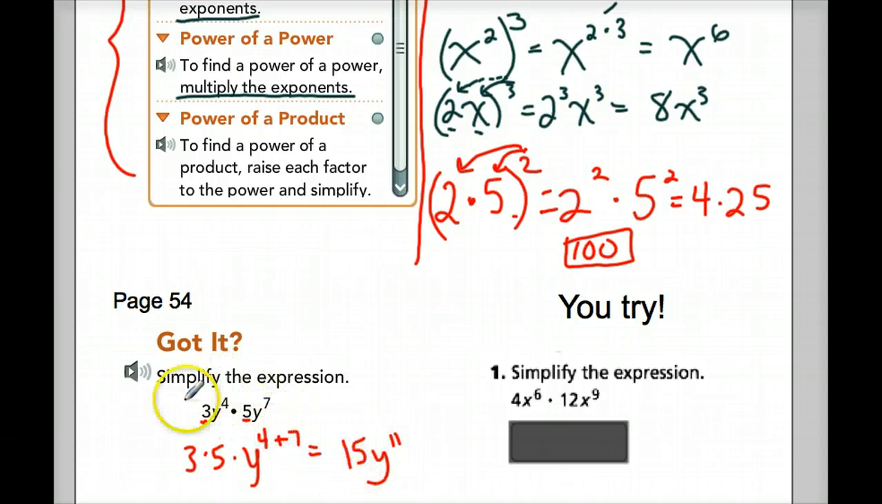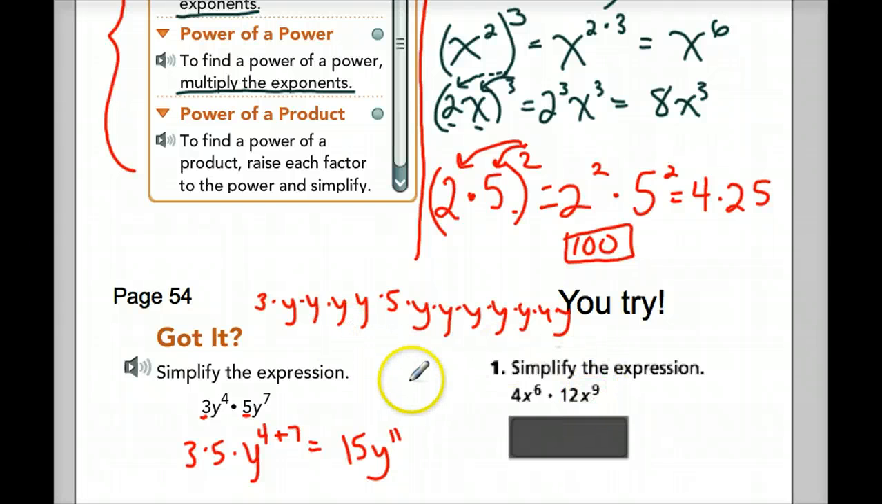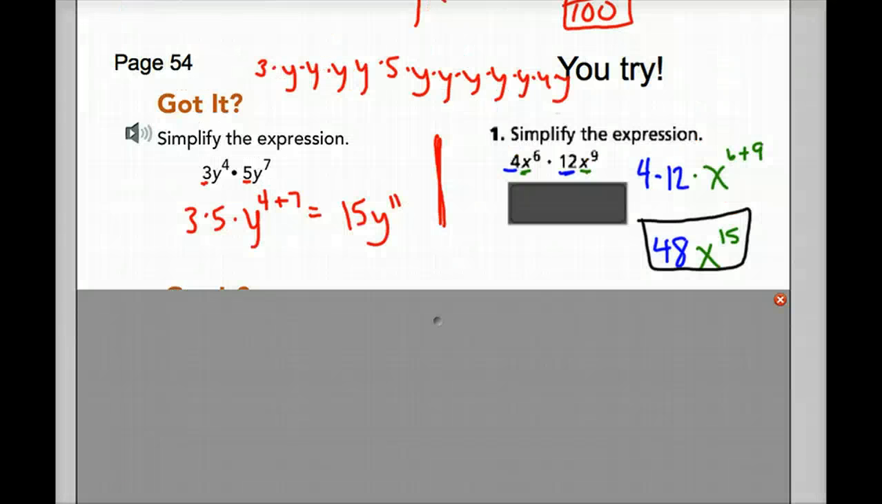That's great. Now, at any point in this, when in doubt, you can just write it out. You can literally write 3 times y times y times y times y times 5 times 7 y's. I'm not going to write them all out. I think that's 7. So you could literally write it out and you'd get 15y to the 11th because there's 11 y's. I'm not going to do that every time. All right, so right next to this, I want you to go ahead and pause me here and try this one. Check back to see if you get the answer. Pause here. Okay, so for this one, you should have gotten your final answer as 48x to the 15th.